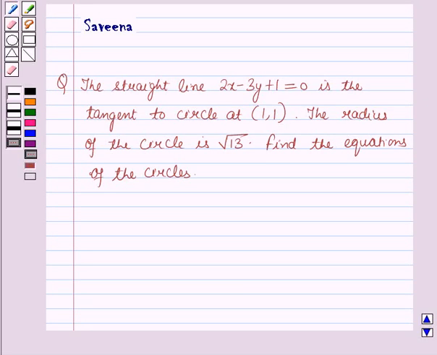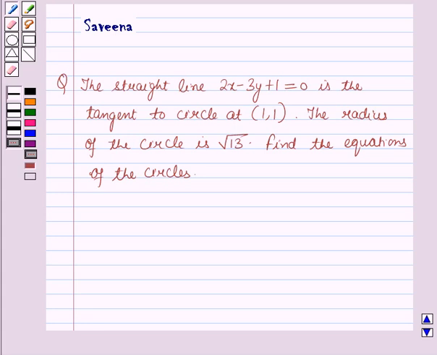In this session, we will discuss a question which says that the straight line 2x minus 3y plus 1 is equal to 0 is the tangent to the circle at (1, 1). The radius of the circle is root 13. Find the equations of the circles.